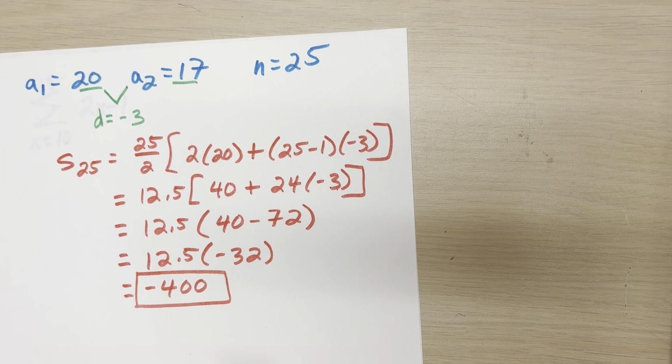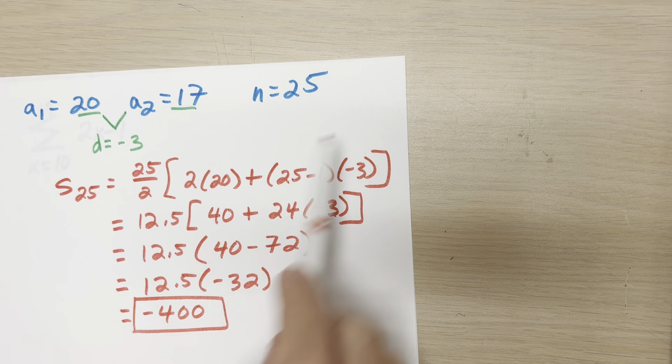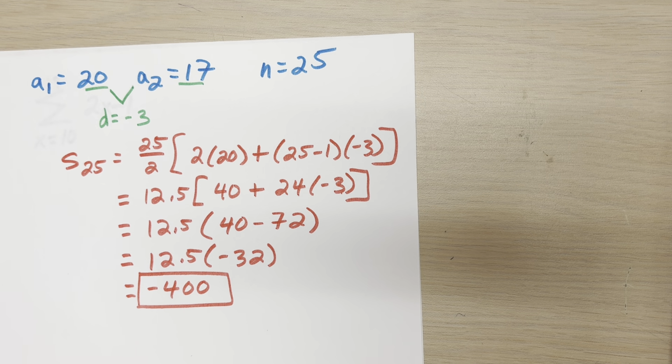So the sum of the first 25 terms in this sequence is -400. You might be thinking, wait, how is that possible? Remember, we're going down by 3, so we are going to end up in negative territory.